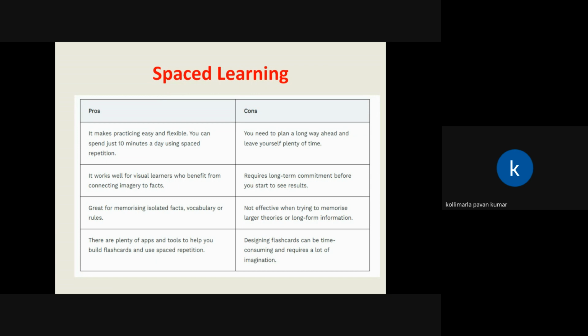You should believe this methodology works for you. It is not effective when trying to memorize larger theories or long-form information. It is not effective for regaining huge theory concepts; it is only useful for shorter definitions. And designing flashcards can be time consuming and requires a lot of imagination.